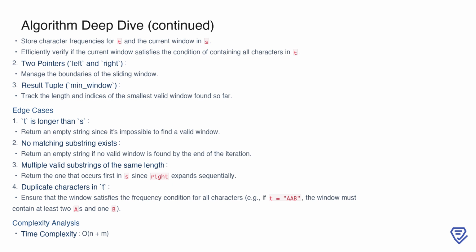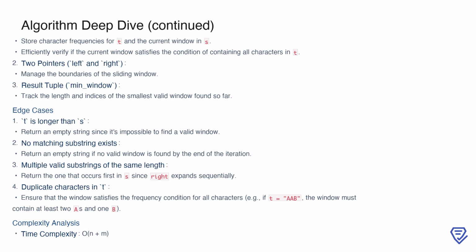Second, hash maps provide constant-time operations for checking and updating character frequencies, making it easy to verify if the current window satisfies the condition of containing all characters in T. The dynamic size of the window allows us to minimize unnecessary checks and focus only on valid substrings.